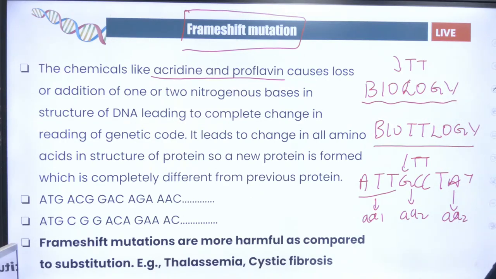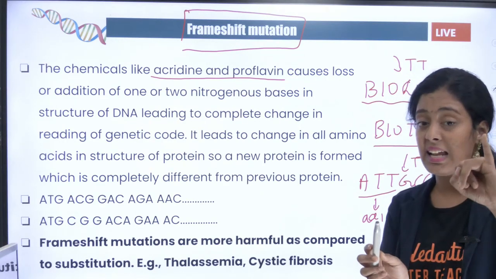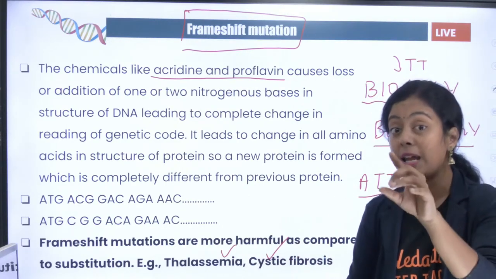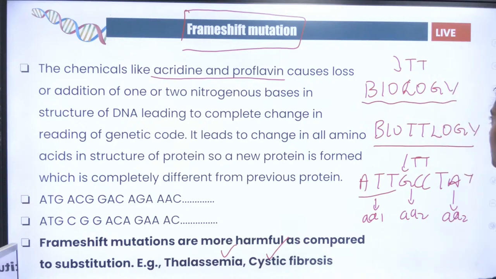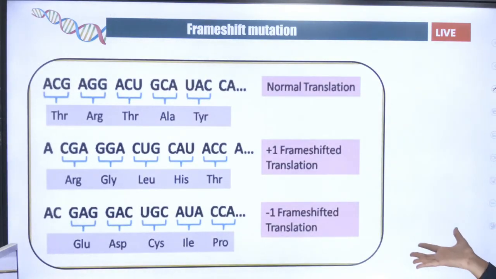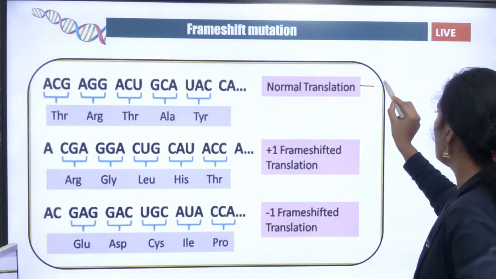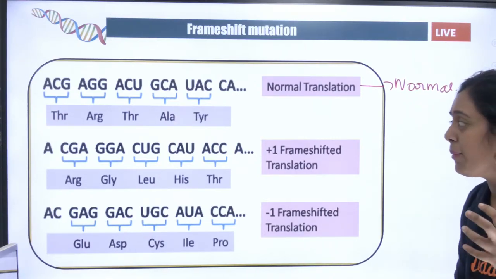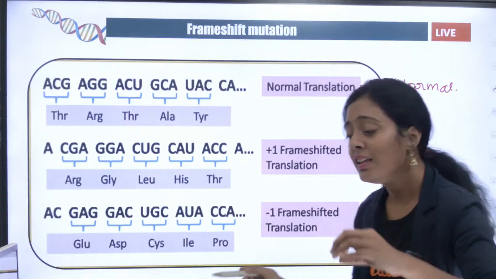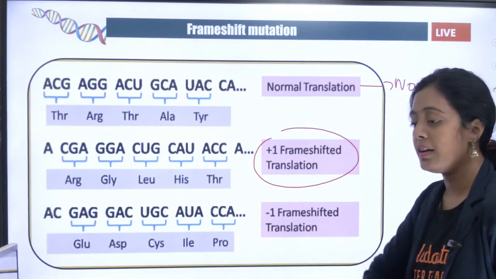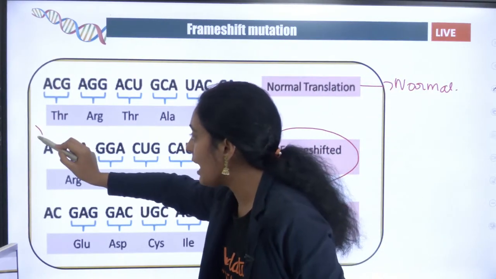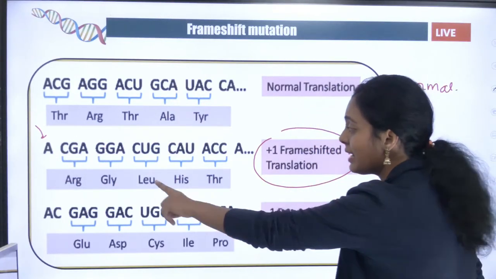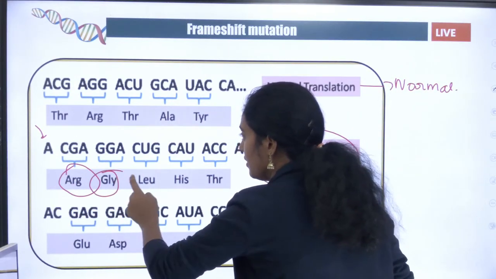Example: okay, your point mutation example is sickle cell anemia. But your thalassemia and cystic fibrosis are examples for frame shift mutation. Okay, now I will explain with an example. See here, this is my normal gene. Okay, what is happening here? I'm actually making a plus one frame shift. Here I add just one nucleotide. That is going to shift my entire frame. Okay, you can see the change in the amino acid sequence.